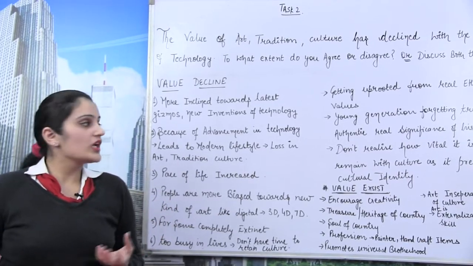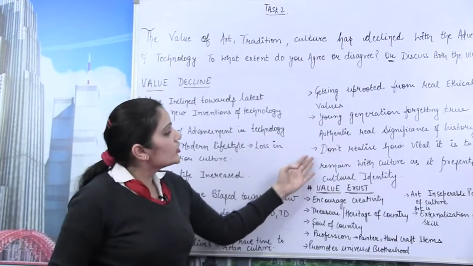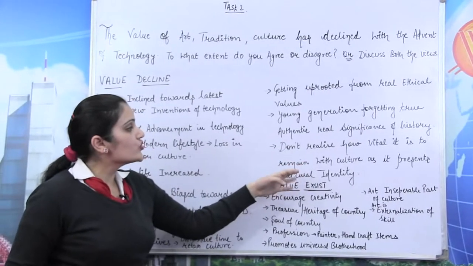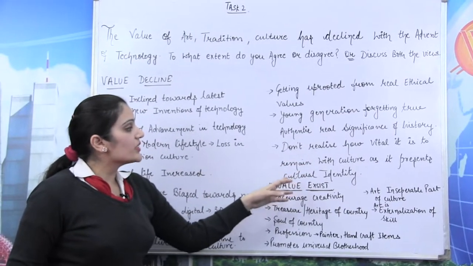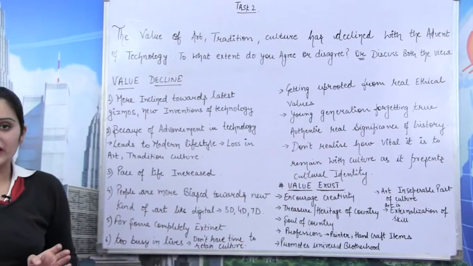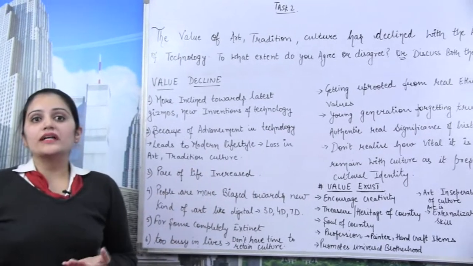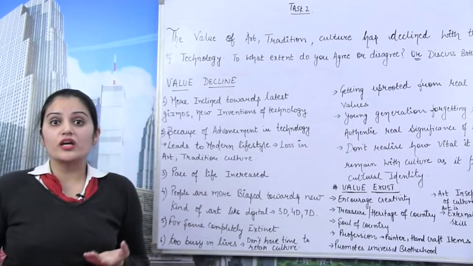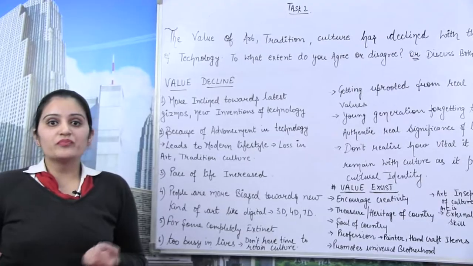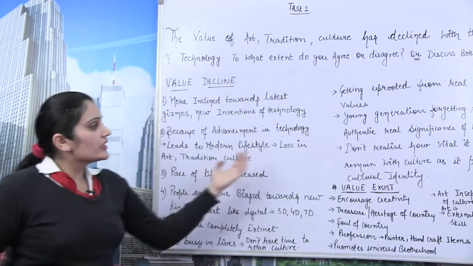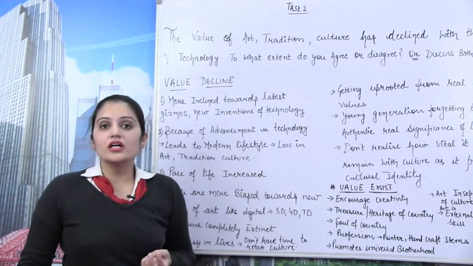So how can we expect that juveniles will have the value of art, tradition and culture? The next is, they don't realize how vital it is to remain with culture as it presents the cultural identity. As we know, juveniles, the young generation, are very vulnerable and vigorous. They don't know how important it is to remain with the culture.